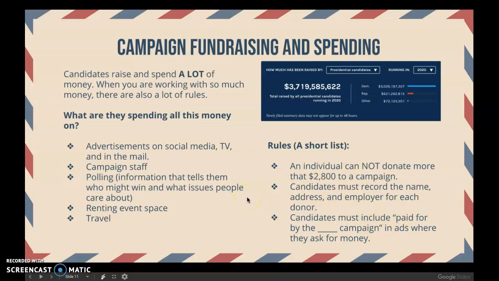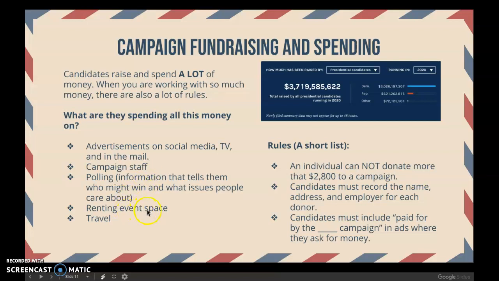But I really want to talk about how they spend that money. You see it all over the place. Through advertising, on TV, on social media, on Hulu, on YouTube. There's lots of advertising that goes on. They also require a lot of campaign staff to run these campaigns. There will be hundreds of people working for each candidate during this time to work towards getting them elected. And that costs a lot of money.